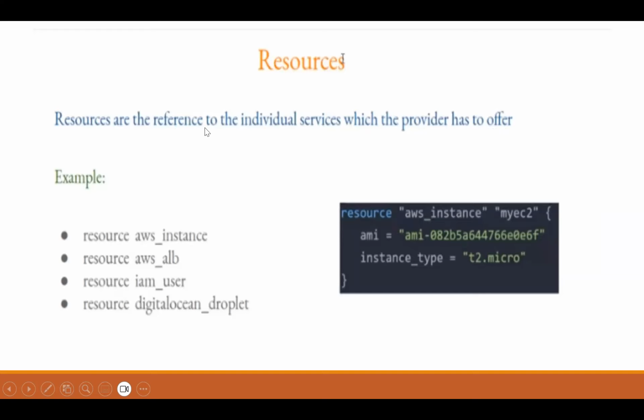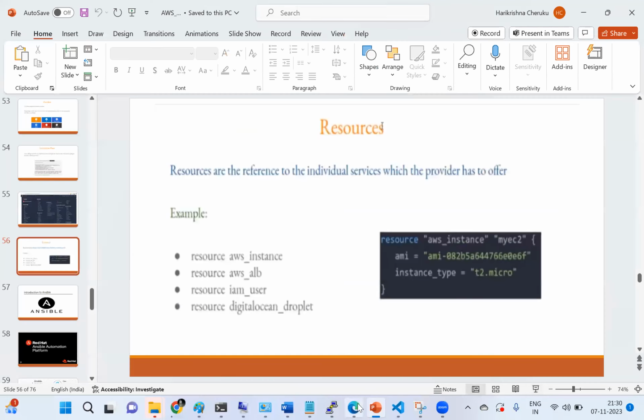Resources are the reference to the individual services which the provider has to offer. Something like resource AWS instance, resource AWS ALB, resource IAM user, resource DigitalOcean droplet, resource AWS S3, resource AWS Route 53. So the service resources are the references to the individual services which the provider has to offer. So AWS instance is a resource, AWS ALB is a resource, IAM user, DigitalOcean, these are the resources.